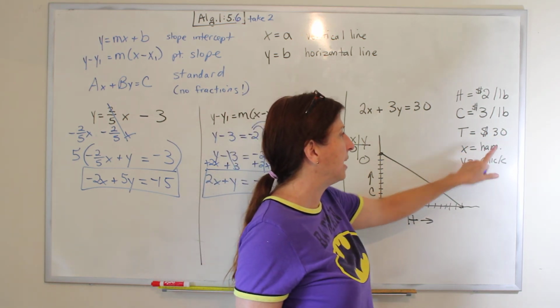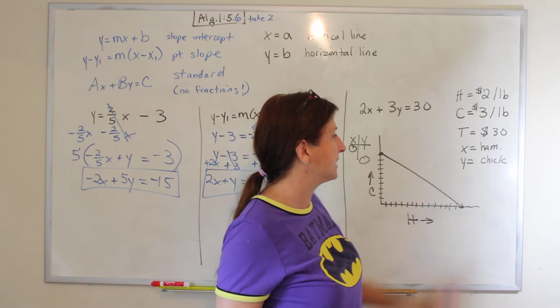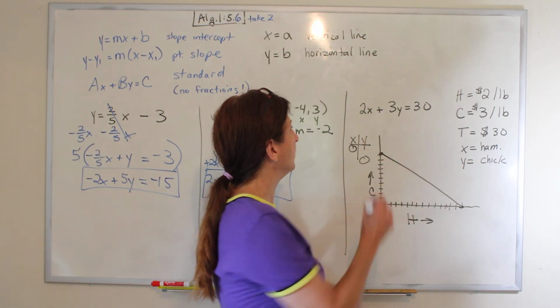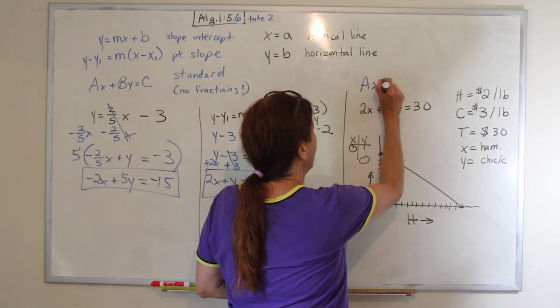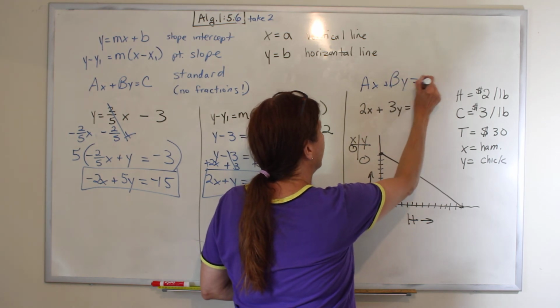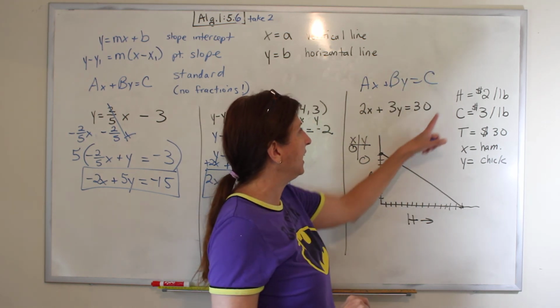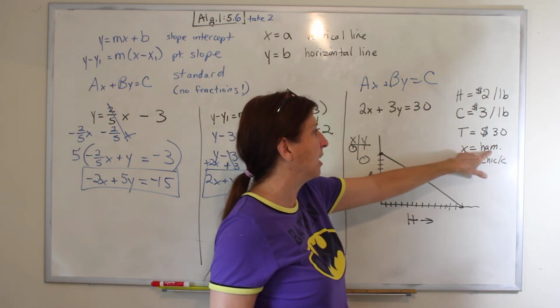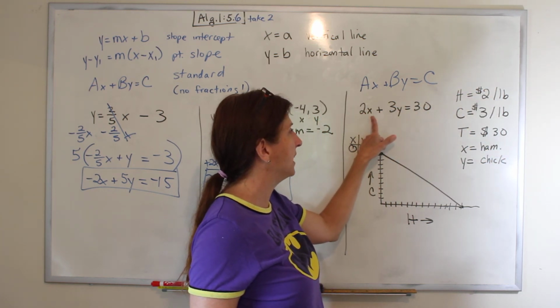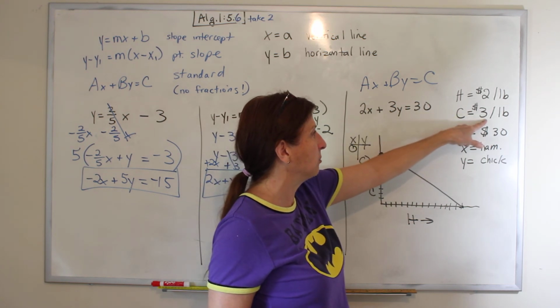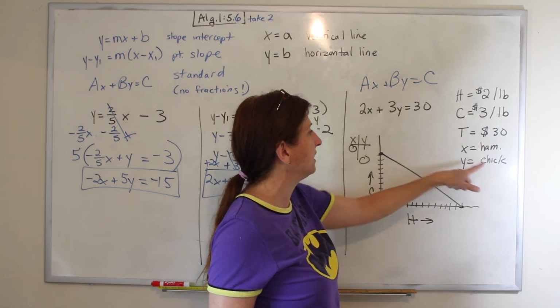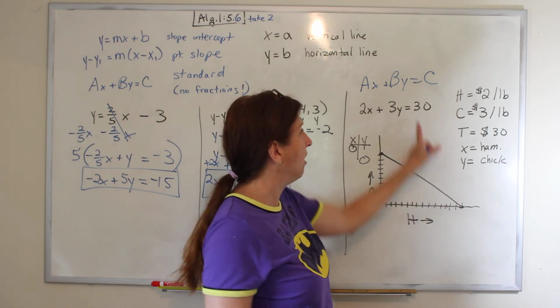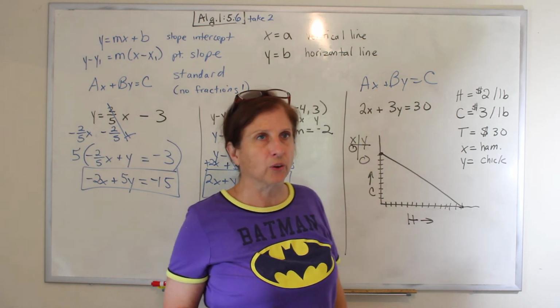And x is going to be how much hamburger you'll buy. y is how much chicken. And we're going to put it in standard form, ax plus by equals c. So to get how much hamburger you're going to buy, you multiply the cost per pound by how much you're buying. So 2 times x. To find out how much chicken you're buying, you do the cost of chicken times how much chicken you're buying. And altogether, it does not need to be more than $30.